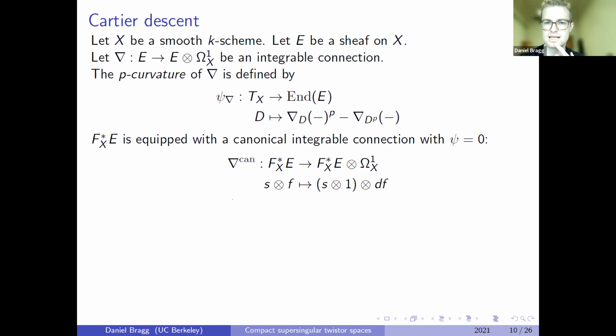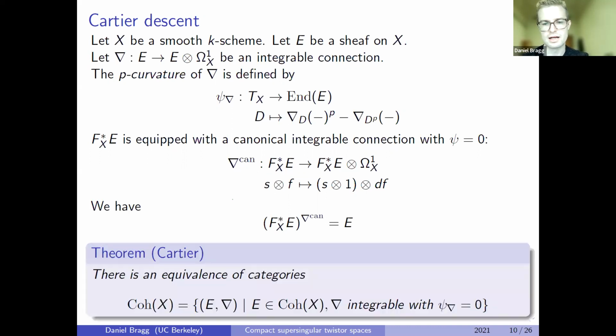And Cartier descent is the statement that essentially every such connection arises in this way. Oh, and I guess I should say if you take the subsheaf of horizontal sections of this thing, you just get back E. And that's Cartier's theorem. This defines an equivalence of categories. Coherent sheaves on X are equivalent to coherent sheaves on X with an integrable connection with P curvature 0. The correspondence is: take E and form its Frobenius pullback, equipped with the canonical connection, and going the other direction, you take such a thing and you take its subsheaf of horizontal sections. By horizontal, I mean sections that go to 0 when you apply the connection.